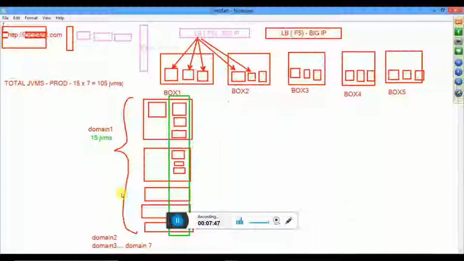All the 105 JVMs have the same application. Let's say you are supporting the same application, which has 10 archives. Only one application, 10 archives. Let's say 6 of them are WAR files and 4 of them are EAR files. You deploy all the 10 archives to all the JVMs.